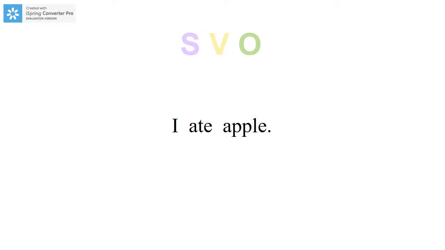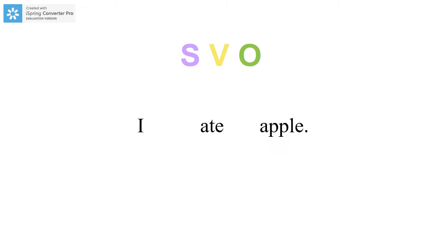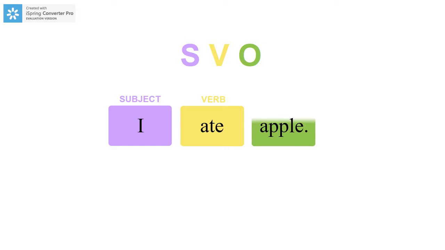If we break down the English sentence, I ate apple, we can see that the subject, I, is presented first, followed by the verb ate, and then finally, the object apple is positioned last. This is the basic word order for sentences in English.